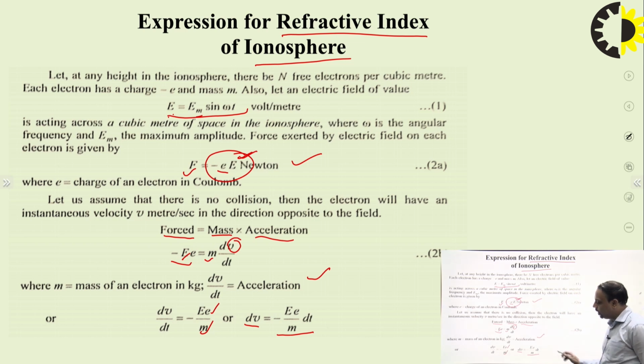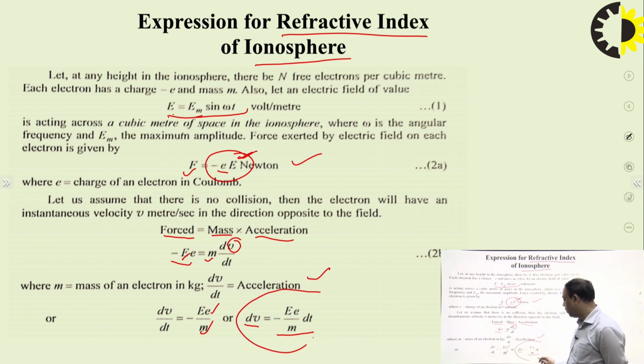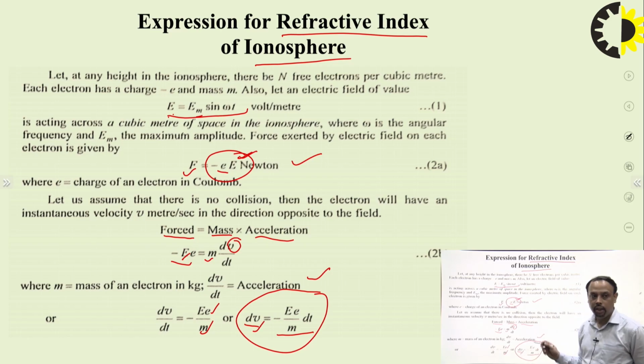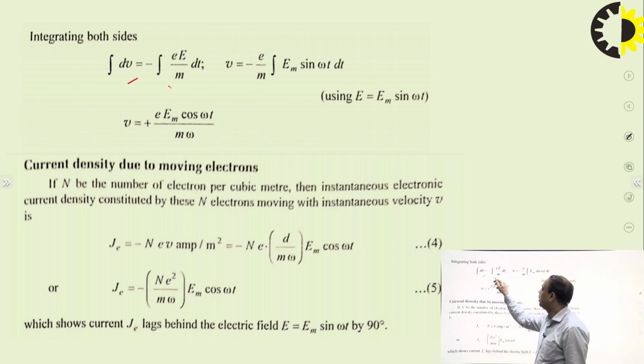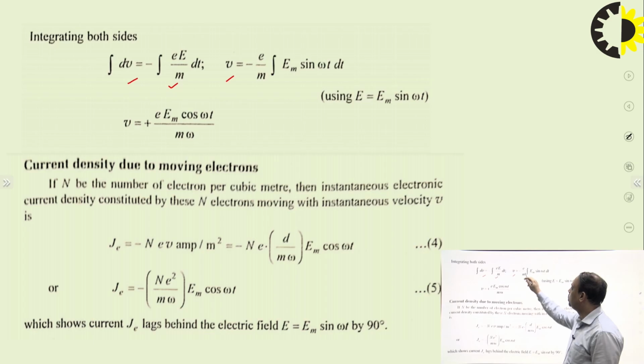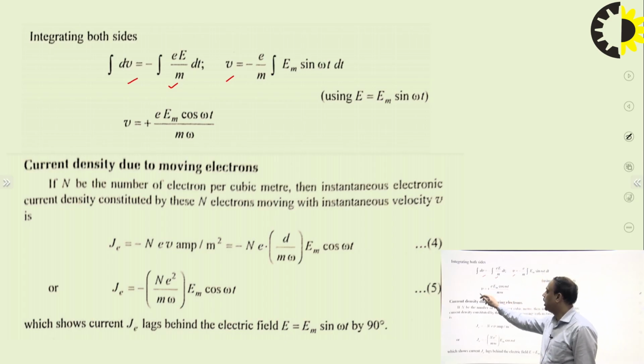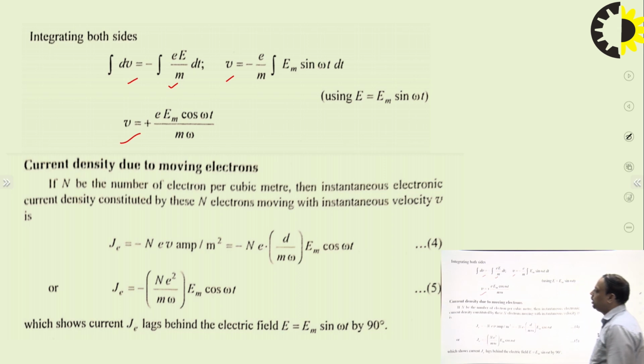Now if we take the integration over this value, we can find the velocity of the electron in the particular layer in terms of the electric field applied over this electron. So now we take the integration. We have E equal to Em sin omega t, this is the value of the electric field. If we take the integration, the velocity of the electron v is equal to e Em cos omega t by m omega, where omega is the angular frequency of the applied electric field.